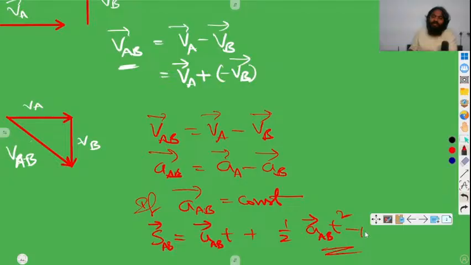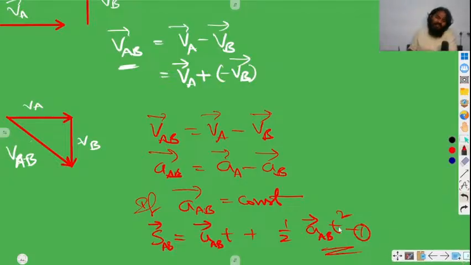This is one example, one formula I gave. You can use all the 4 formulas: v square minus u square is equal to 2as, and s is equal to ut plus half at square. You can use all of them to solve the questions. Hope you understand the two-dimensional relative motion.